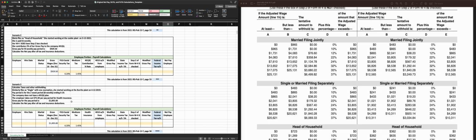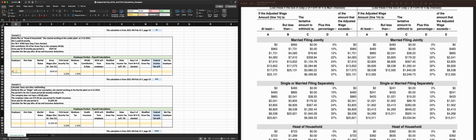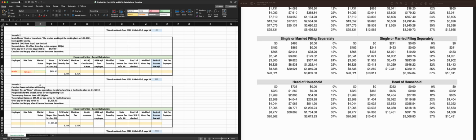Okay, scenario 2. Maria, hire date 3/12/2021, is head of household, which is there, head of household.